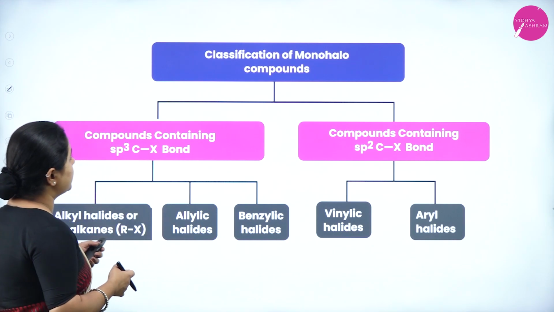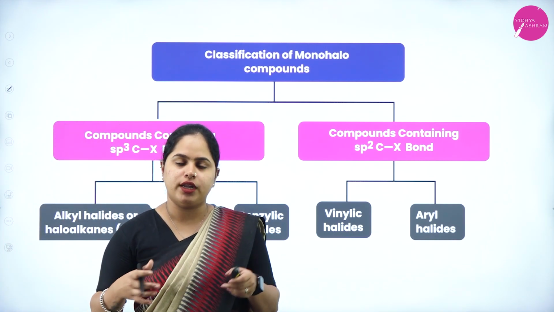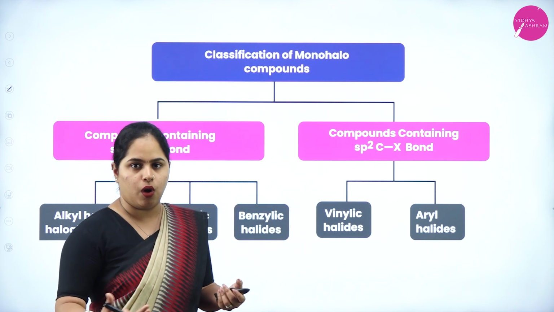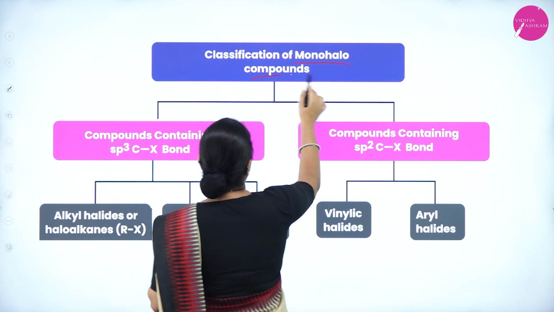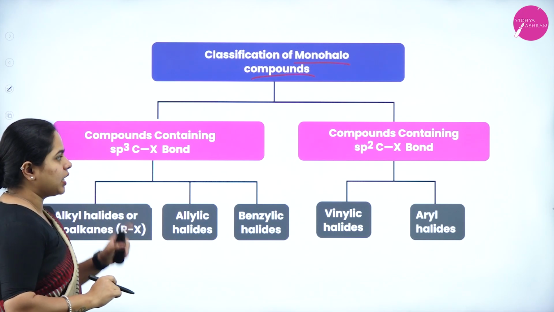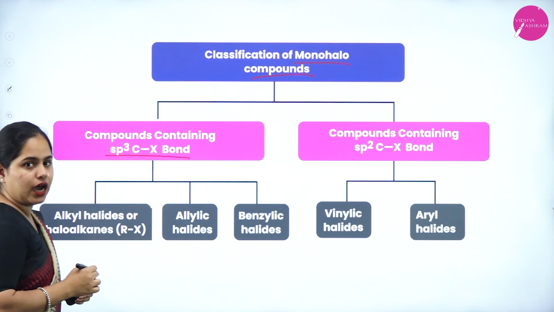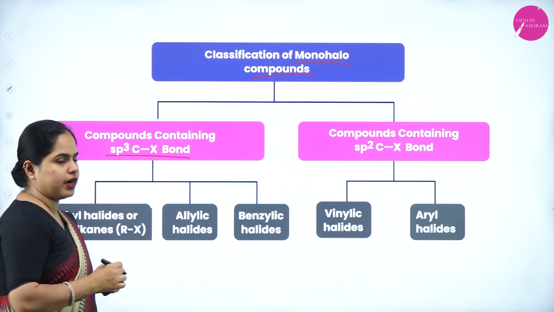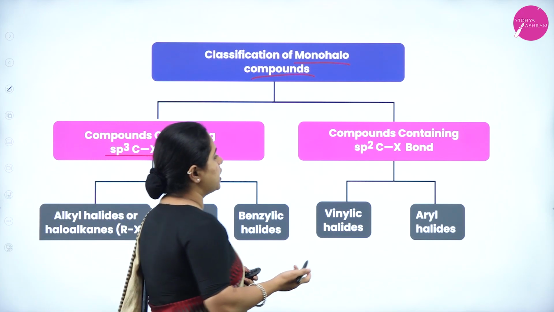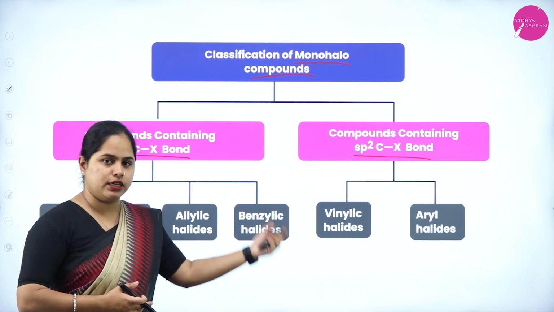Now the next classification is the classification of monohalo compounds. Just now we discussed mono, di, tri, etc. Now in detail we are going to see monohalo compounds, where only one halogen atom will be there. It is classified majorly into 2 types: compounds containing an sp3 hybridized carbon-halogen bond, hybridization we have already studied in class 11, and compounds containing an sp2 carbon-halogen bond. So it can be either sp3 carbon or sp2 carbon.